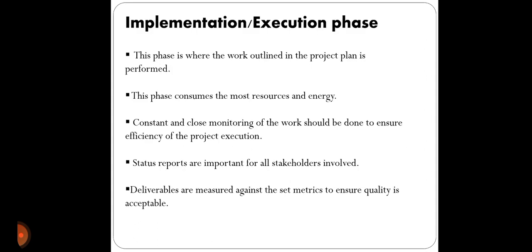The next phase is the execution phase, the implementation phase. At this phase, the work outlined in the project plan is performed; it is actually put into action. This phase consumes the most resources and energy. Constant and close monitoring of the work should be done to ensure that the project is on the proper track. This is very necessary to see whether our project is on the proper track or not. Status reports are important for all stakeholders involved, as they are very worried about their investments, so they should be informed in advance. Deliverables are measured against the set metrics to ensure quality is acceptable.